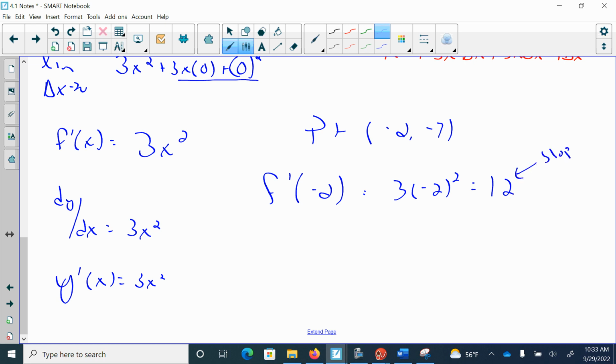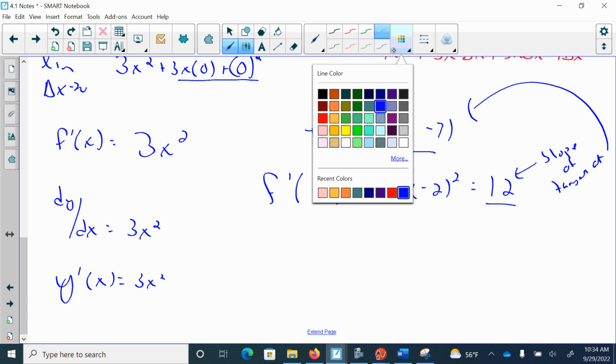Slope of tangent line at that point. Because remember, the slope of the tangent line will change depending on what point I'm on, except for a straight line. So now I have to write the equation of the line that goes through this point that has this slope. I am a point slope person, so I'm going to do point slope first, and then I will show you your other way later. But I'm doing my way first.